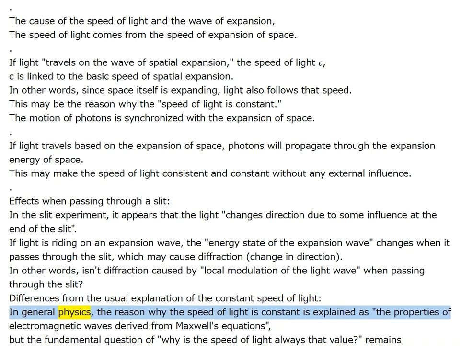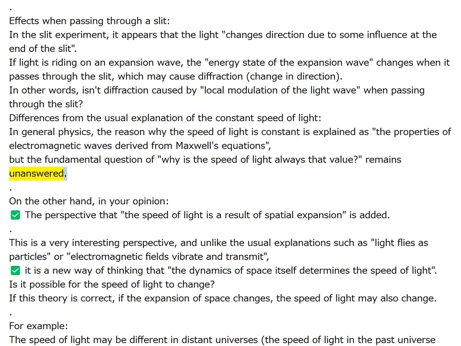In general physics, the reason why the speed of light is constant is explained as the properties of electromagnetic waves derived from Maxwell's equations. But the fundamental question of why the speed of light is always that value remains unanswered. On the other hand, in your opinion, the perspective that the speed of light is a result of spatial expansion is added.